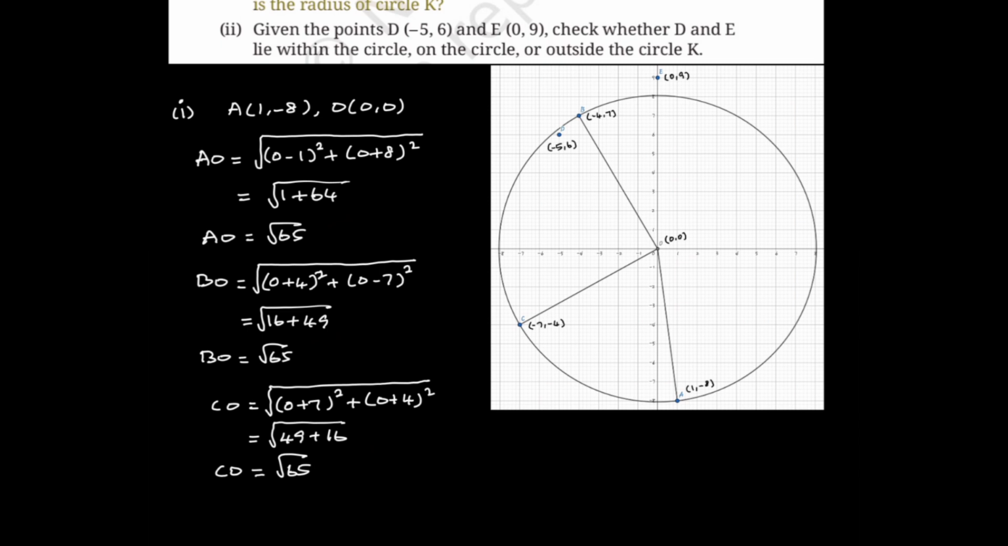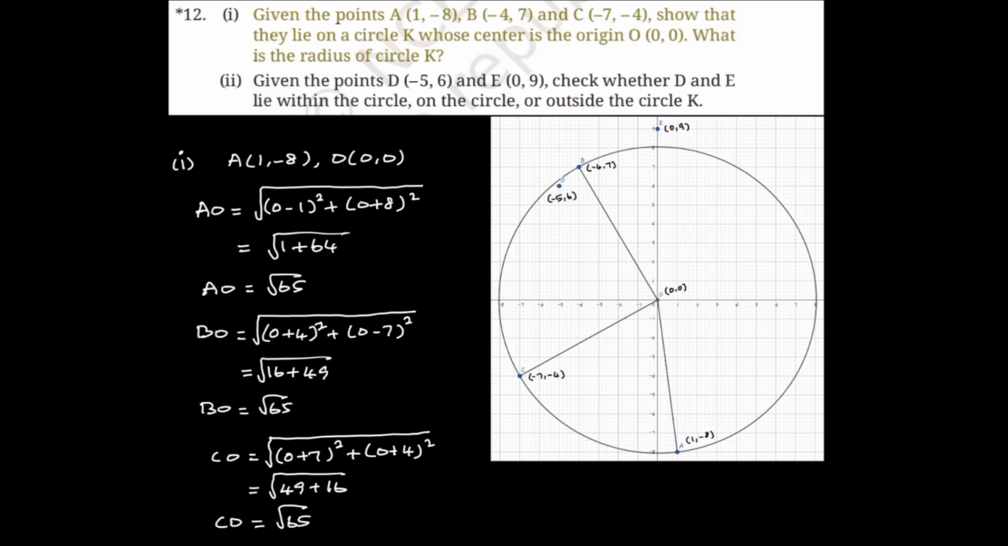Now we can find the radius. Actually, the radius is nothing but the distance between the center point and any point on the circle. Points A, B, C all lie on the circle, so the distances AO, BO, CO are all radii. So root 65 is the radius of the circle. This is the answer for the first question.